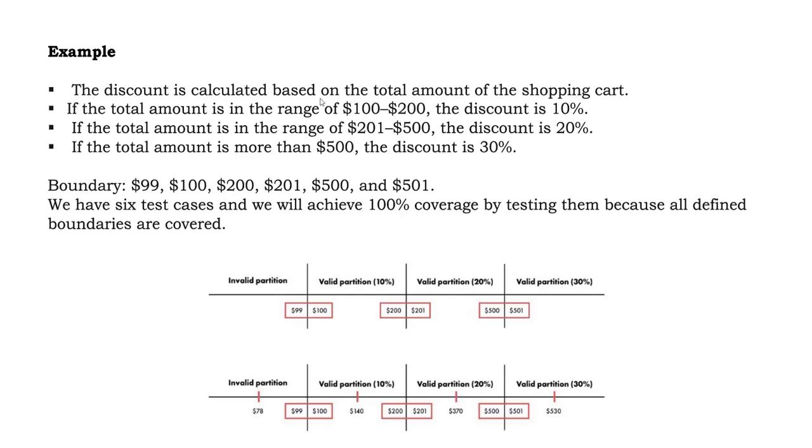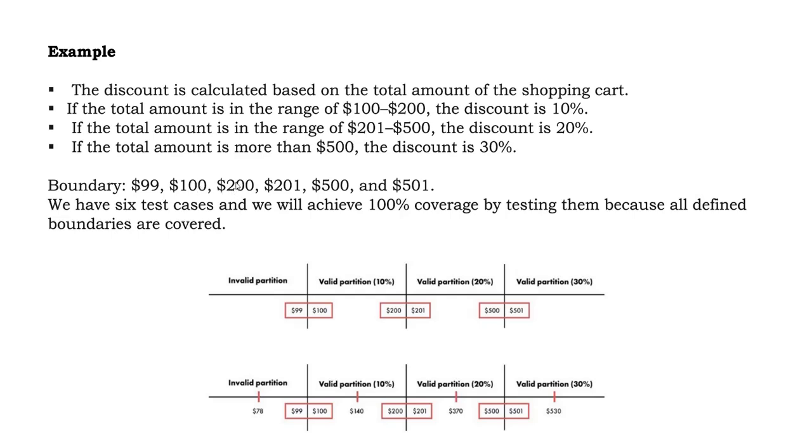Considering the first range, like 100 to 200, here the boundary is 99, and 100 is the exact boundary. What will happen if exactly 100 dollars is spent? Whether the discount should be applied or not, that we have to validate.